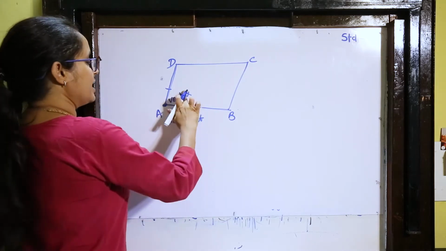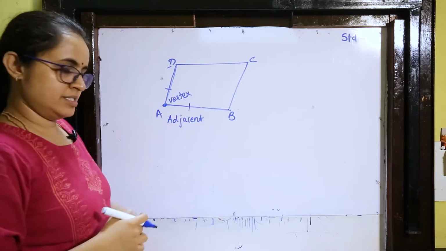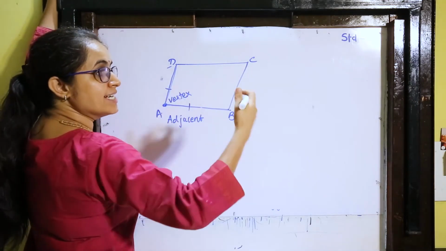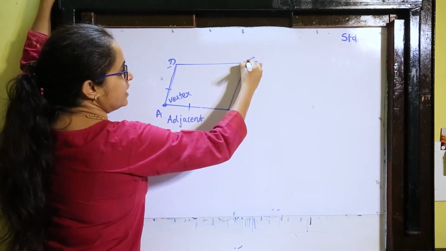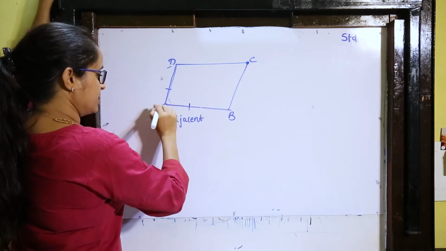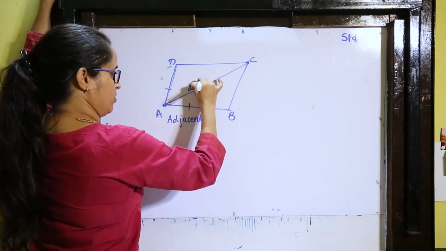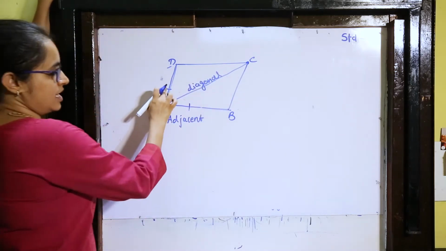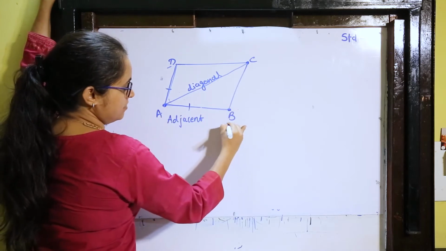How many vertices are there here? 4. ABCD, 4 vertices. The plural of vertex is vertices. Now if I am joining two opposite vertices, this is known as a diagonal. Now these are called adjacent sides and these points are called adjacent points.